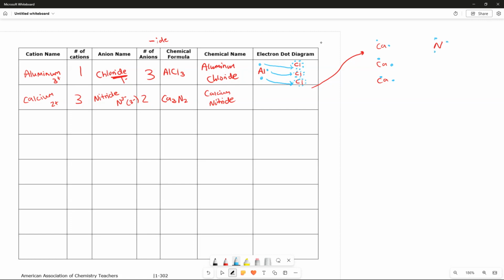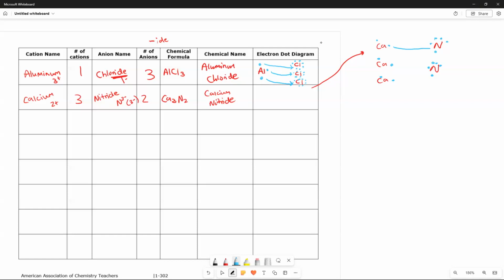1, 2, 3, 4, and 5. We're going to have 2 nitrides, so we have another one here. 5 valences, 1, 2, 3, 4, 5. Make sure to give each side 1 before you give another. And we're going to connect the dots here.